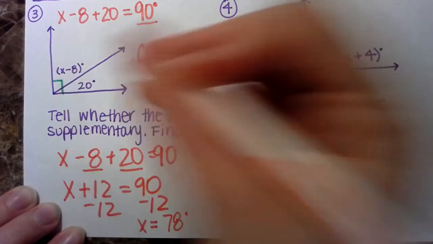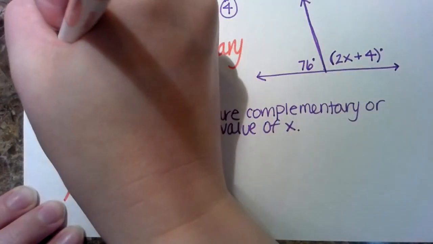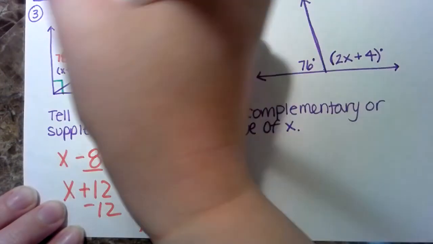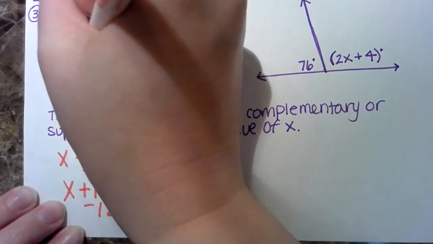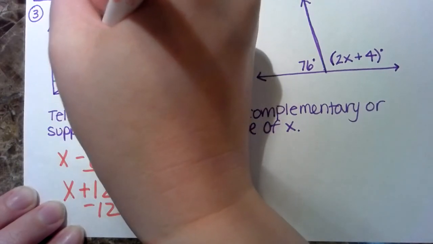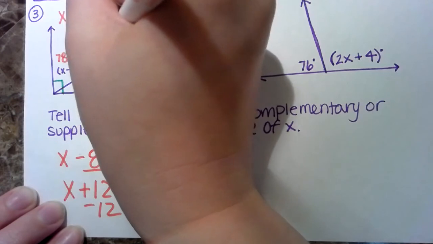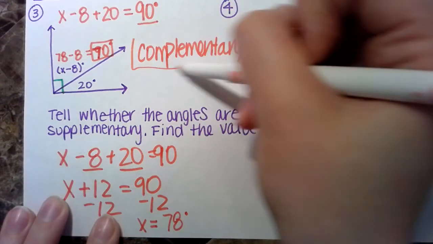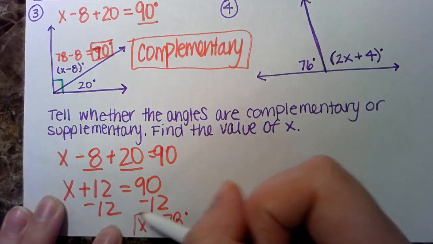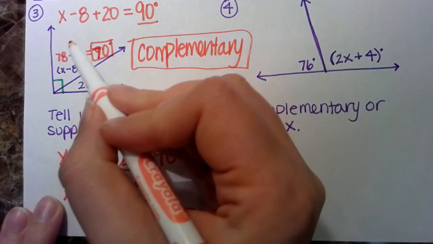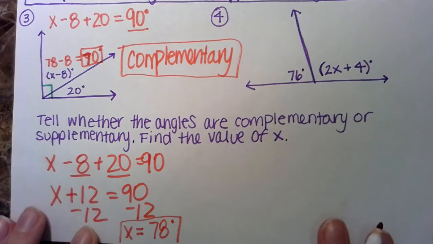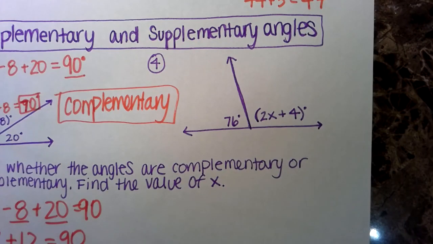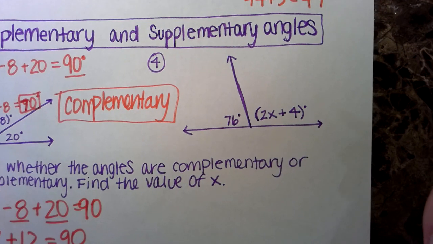To find out what this angle is, I'm going to do 78, because I'm going to plug it in for x, minus 8. So my angle is going to be 70 degrees. So it was complementary. I found out what the value of x is, and then I found out what the degrees is. Now with supplementary angles, you're going to do the same thing. I'm going to continue it on the next video.